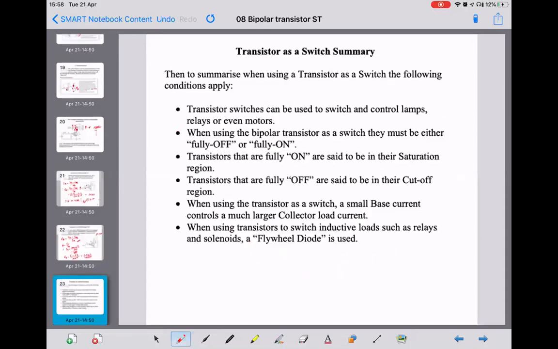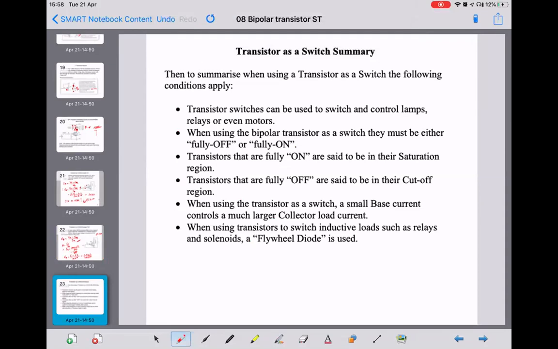So just to summarize this transistor as a switch thing, I spent quite a bit of time on. Transistor switches can be used to switch and control lamps, relays, or even motors. When using the bipolar transistor as a switch, you must either use it set up to working fully off or fully on. So we don't really want to be anywhere halfway in between those two limits. Transistors that are fully on are said to be in their saturation region. Transistors fully off are in their cutoff region.